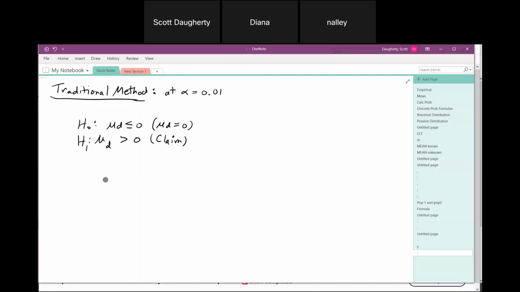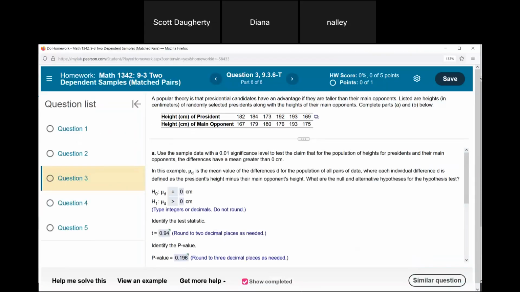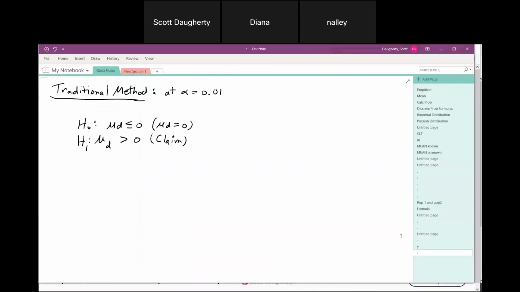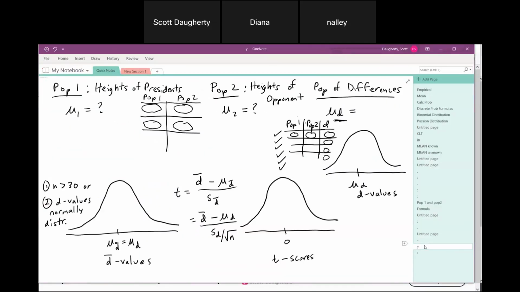Now, when you do the traditional method, you of course find the critical values first, which are the boundaries that we use to determine whether we reject the null hypothesis or fail to reject it. So a couple of things I want to mention before we actually do that. We do need a bell-shaped distribution here.